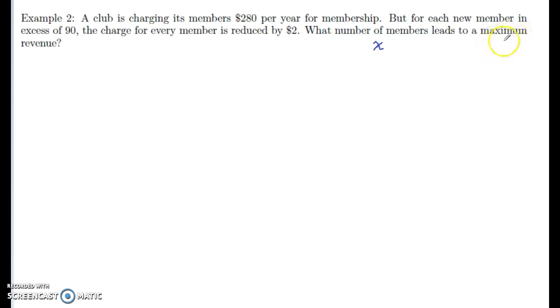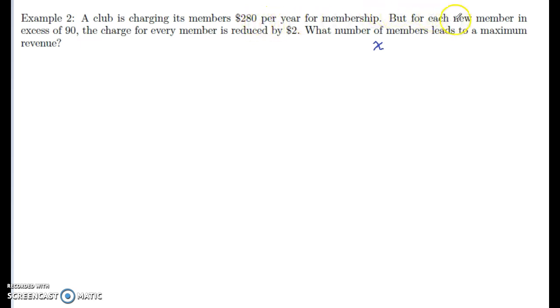So what it means is the money that they take in from the membership. Now we can try to understand something here. If you have one member, then the revenue is just 280 times 1. And if you have two members, 280 times 2 and so on. And if you have 90 members, it's just 280 times 90.